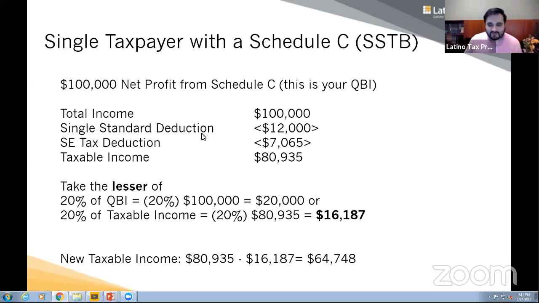So what does that do? Again, it lowers his taxable income. So his new taxable income is $64,748. We're done. There you go. See, it is easy, right? It's easy if you just look at basic examples. So hopefully a lot of you are understanding this.